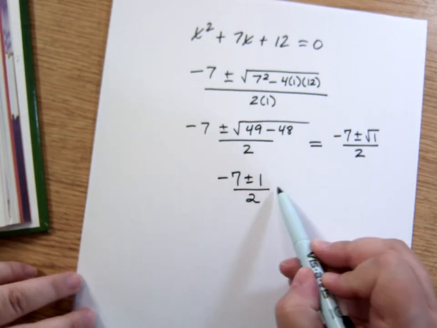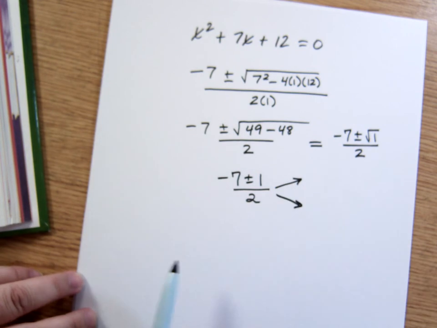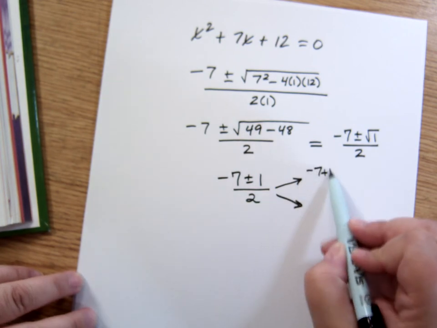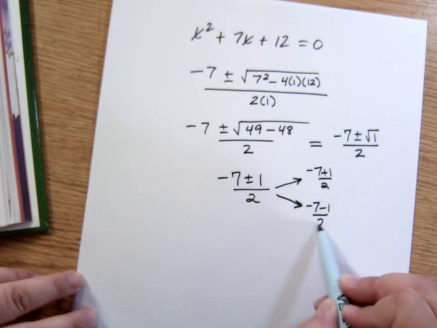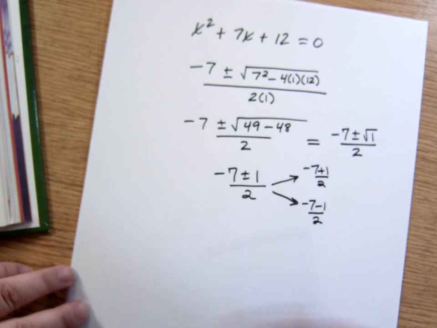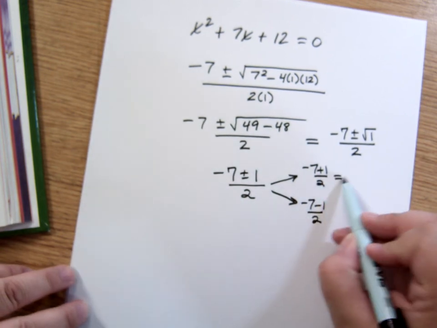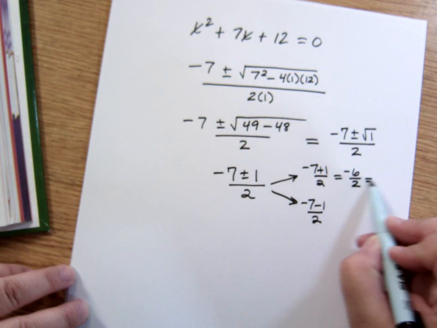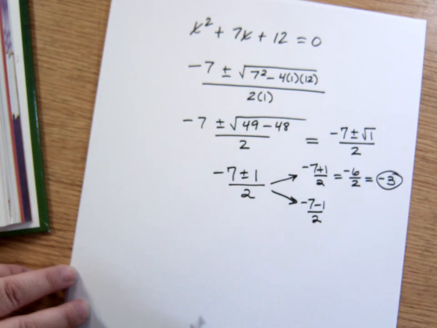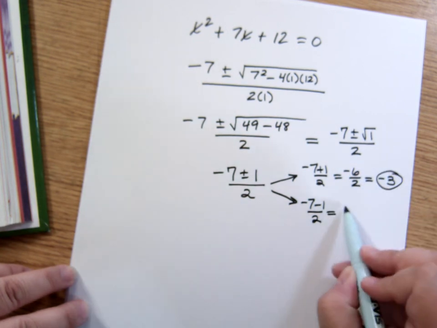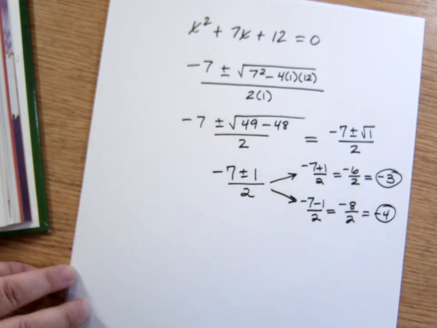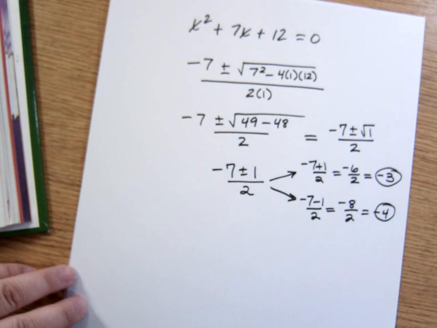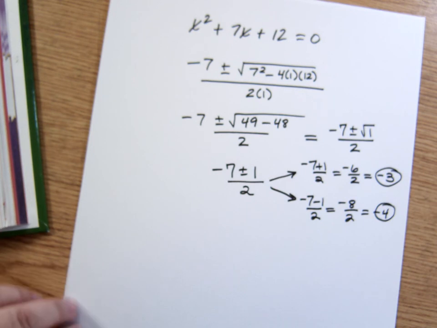-7 plus or minus 1, this is what this means. It means I have two options. -7 plus 1 all over 2 and -7 minus 1 all over 2. And these can both be simplified. -7 plus 1 is -6. Divide by 2 is -3, so there's an answer. -7 minus 1 is -8. Divide by 2 is -4, and there's my other answer. And that's pretty much all the possibilities you're going to have, all the different types of answers you would get with the quadratic formula. Voila!